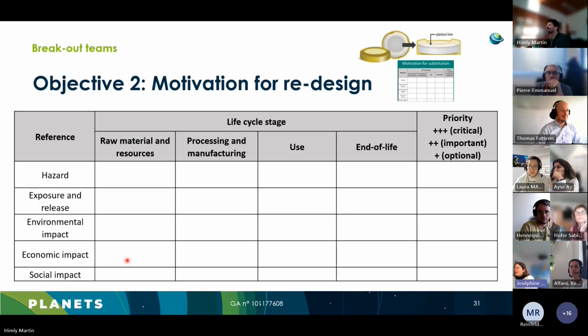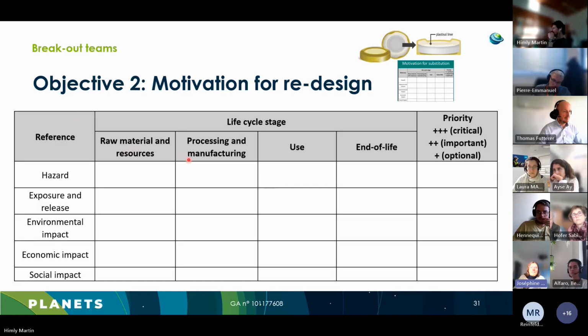Okay, so me again. Let's talk this time about the second parallel part of the scoping phase we designed in Planet, the motivation for redesign. So this aims to clarify why the focus is on substitution. We can refer to the negative impact of the substances within a life cycle thinking perspective. So this part is essential to investigate all dimensions of the life cycle.